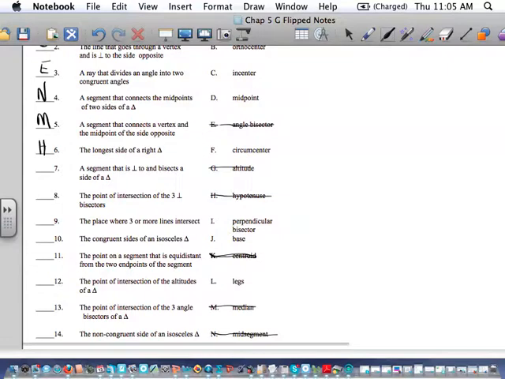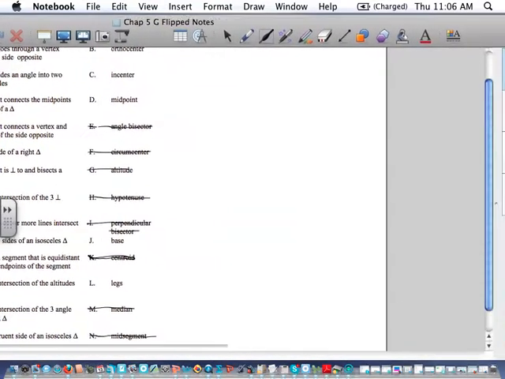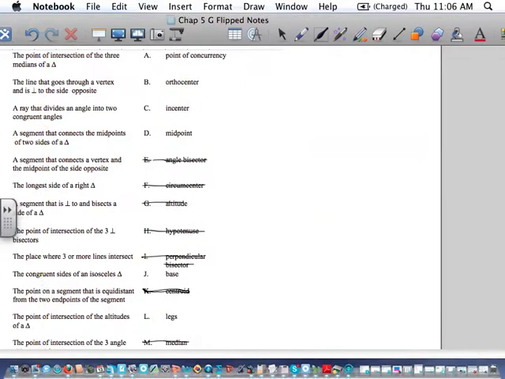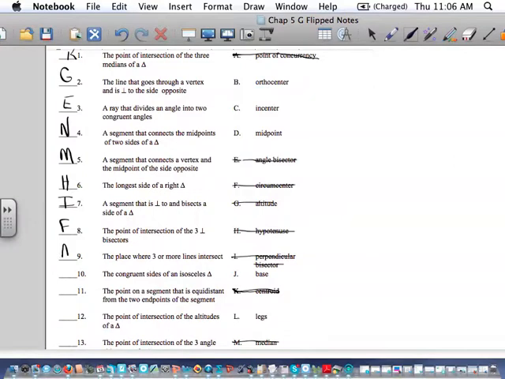Number 7, a segment that is perpendicular to and bisects a side. That means that would be the perpendicular bisector, I. Put that here. Number 8, the point of intersection of the three perpendicular bisectors is called the circumcenter. That's F. Number 9, the place where 3 or more lines intersect is called the point of concurrency. That's up here at the top, A. So I'll cross that out and put an A in number 9.